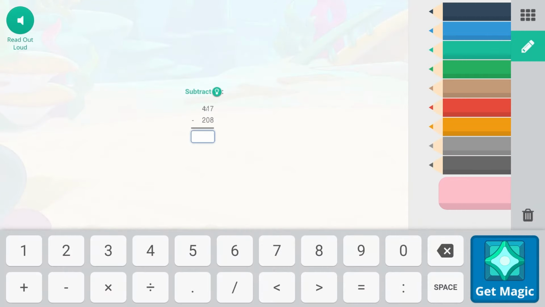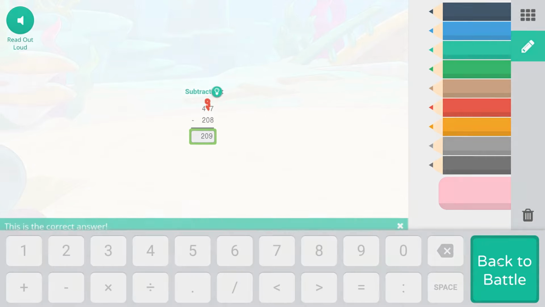So this is going to be regrouping, but you don't have to regroup this from here. We're regrouping from the tens place, not the hundreds place. This is going to become 0. 17 minus 8 is going to be 9. So our answer is 209. Woohoo!